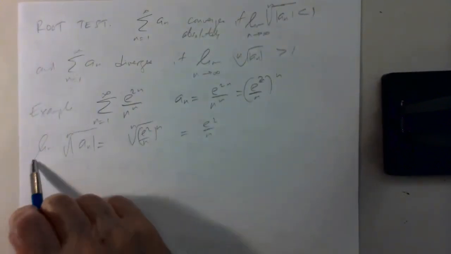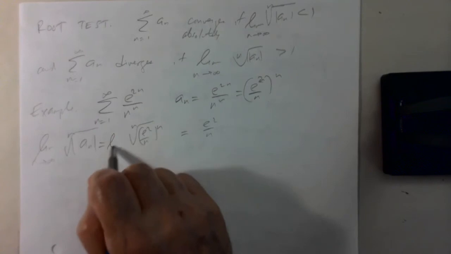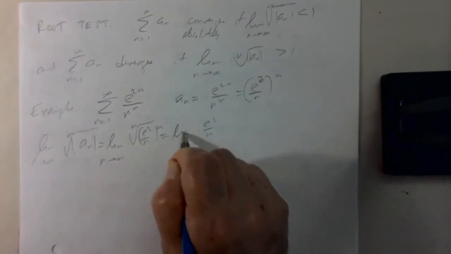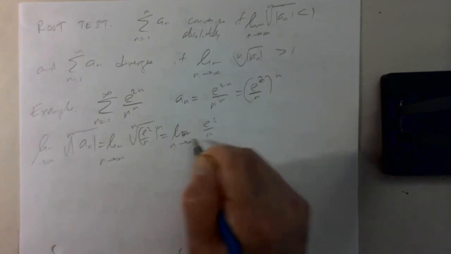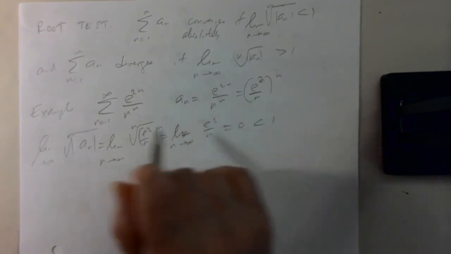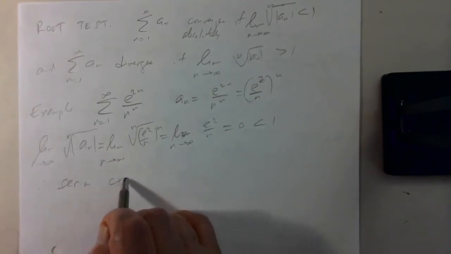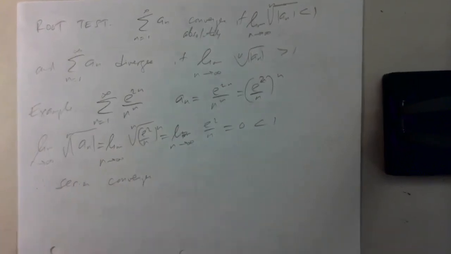So if we take the limit as n goes to infinity, that's 0, which is less than 1. So the series converges.